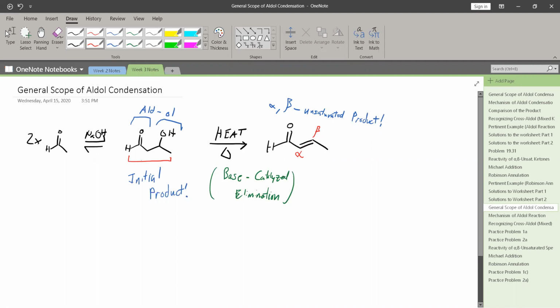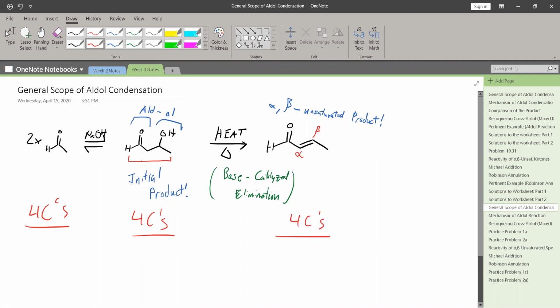Now, there's one other thing I want to stress about the scope of this reaction. If we use 2 of these acetaldehydes, so this H and then there's an extra methyl group right here, we use 2 of them, we essentially only have 4 carbons in this case. Looking at the initial product, our aldol product, we only get 4 carbons. Again, 1, 2, 3, 4. We can even look at our alpha beta unsaturated product, and we still only have 1, 2, 3, 4 carbons.